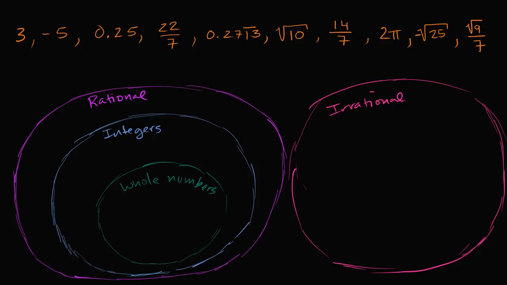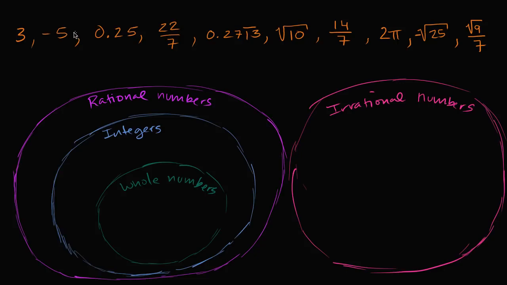And actually, let me just label it all. These are rational numbers. And of course, irrational numbers. Let's think about the integers, and let's think about the rational numbers. All right, now that we have these categories in place, let's categorize them.